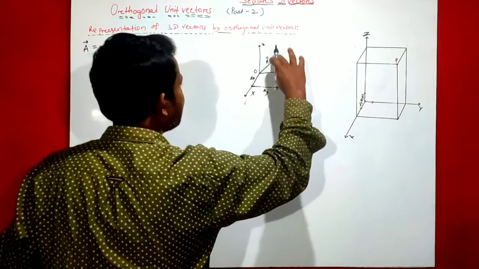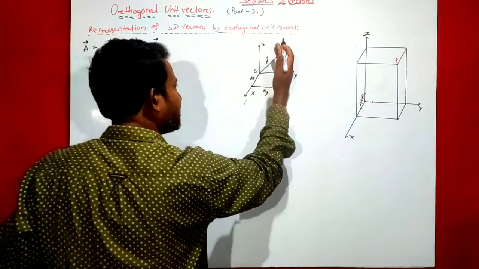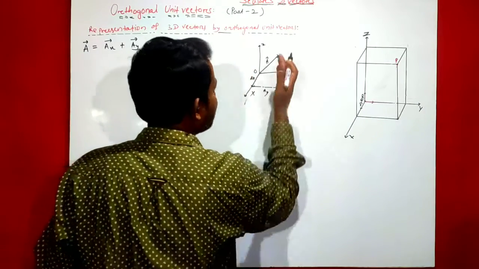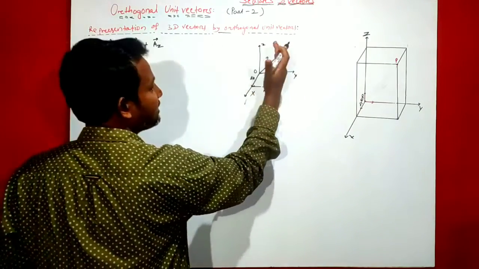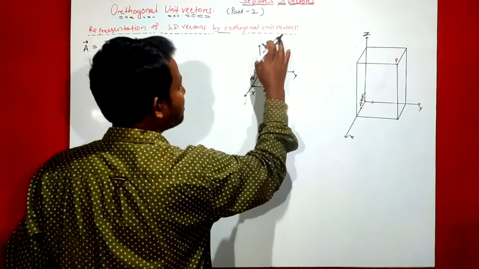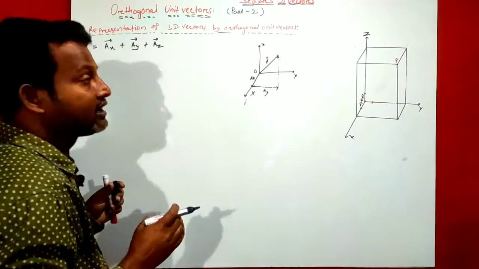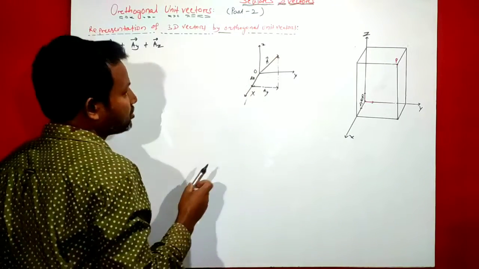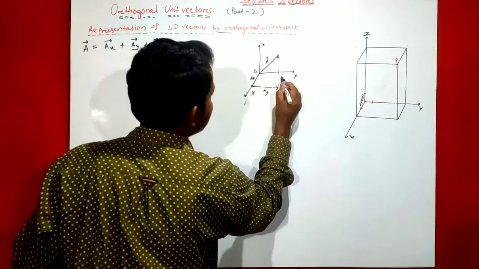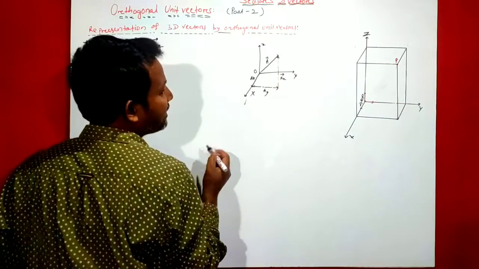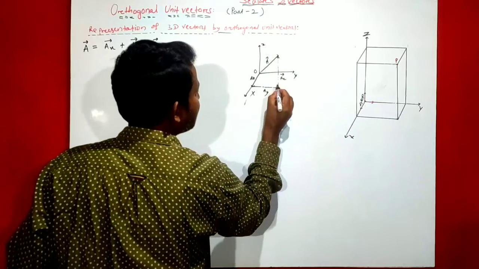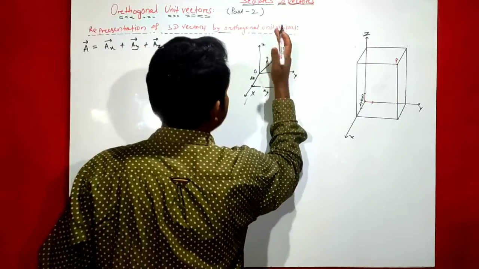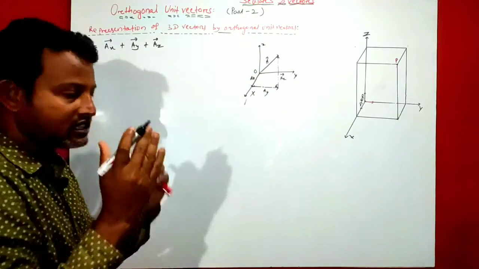The component of A along the z-axis is parallel to the z-axis, standing perpendicular to the xy plane. Imagine this is a 3D vector. This vector does not lie on the xy plane, but it is in space. So this az component is standing perpendicular to the xy plane and parallel to the z axis.